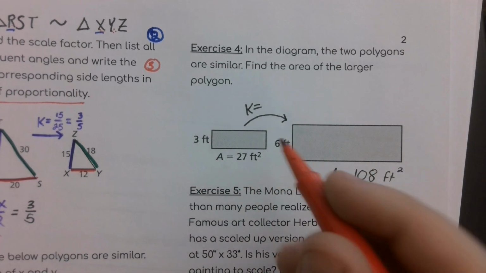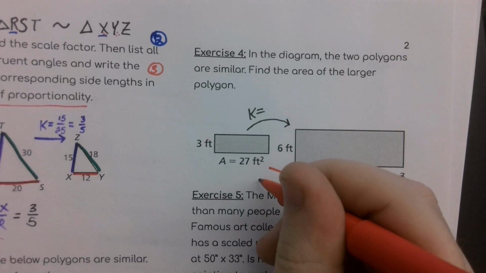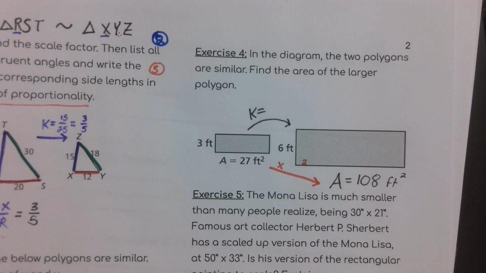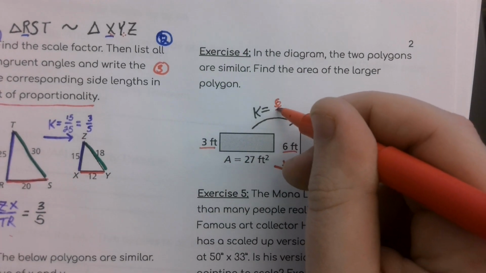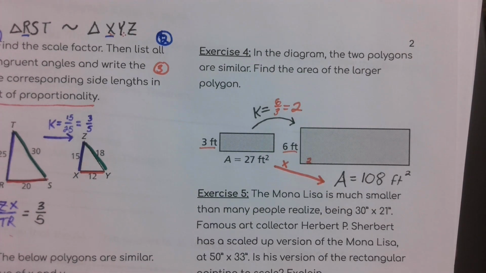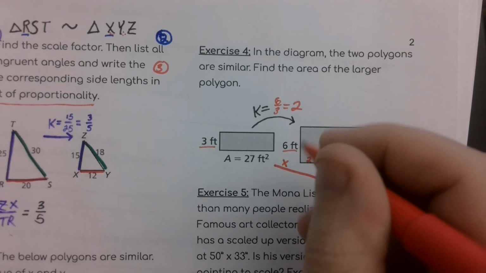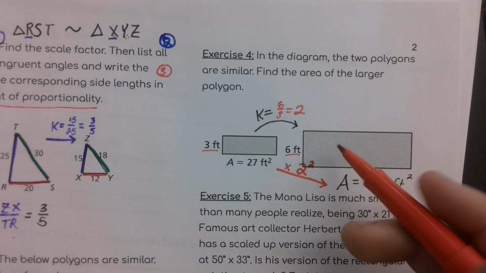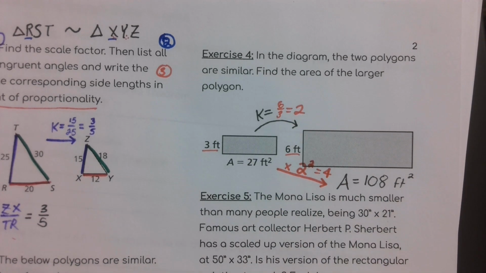So we know the area is going to be scaled here, but not by the scale factor. Rather, whatever the scale factor is, squared. So let's find the scale factor. To go from 3 feet to 6 feet, we do 6 divided by 3, and that gives us 2. So all the sides of this rectangle times 2 will make all the sides of this rectangle. That means the area times 2 squared, or 4, will equal the new area. And 27 times 4 is 108. Very nice.